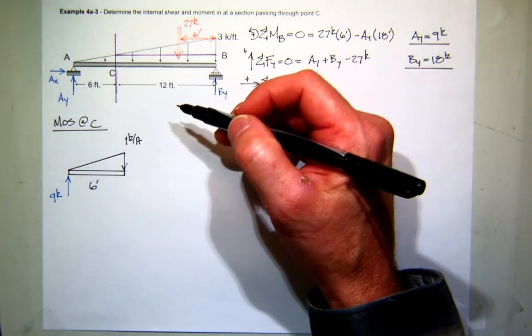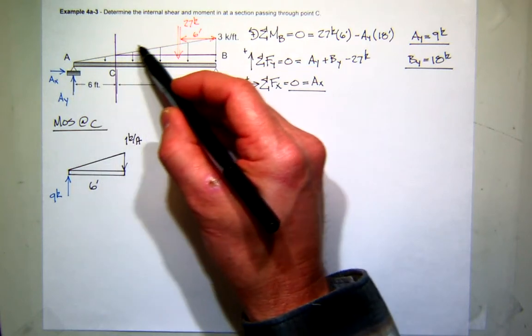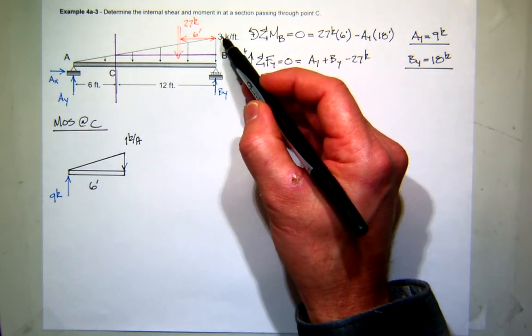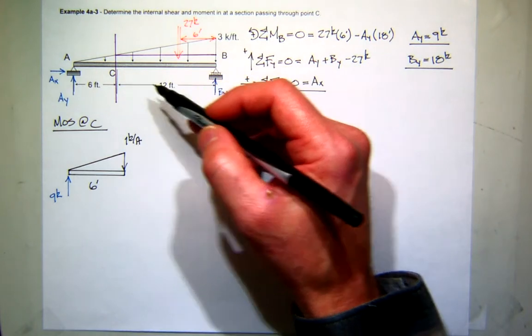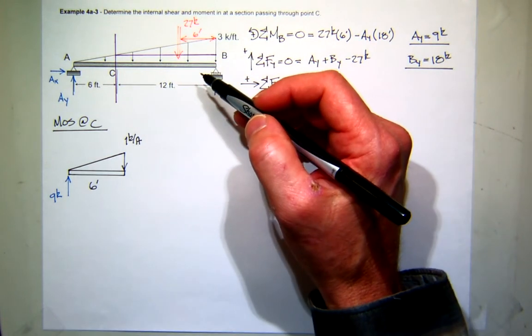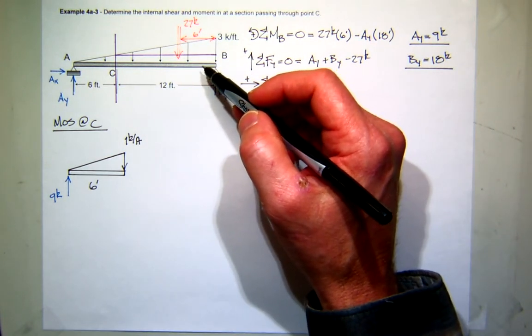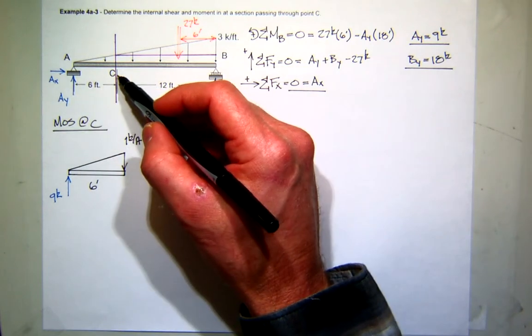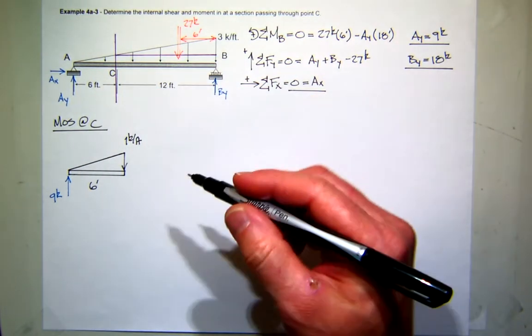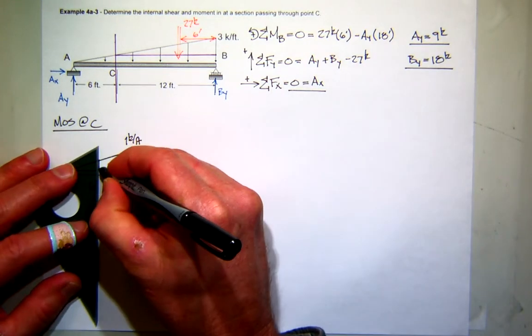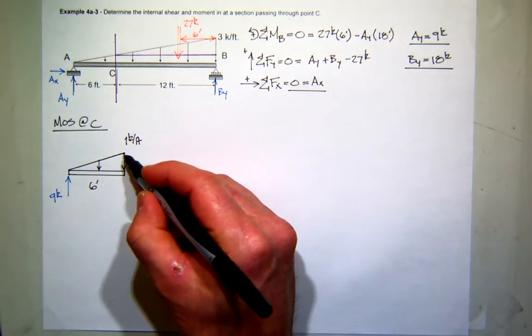So 1 is to 6 as 3 is to 18. They're the same. The other way to do it is to establish the slope of the line. What's the slope of the line? Rise over run, so 3 over 18. Right? That's the slope, and then multiply it by 6. And you get the same thing. So that's my intensity of the distributed load at that high end.